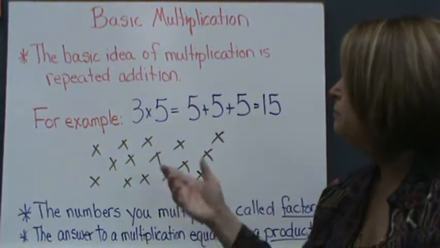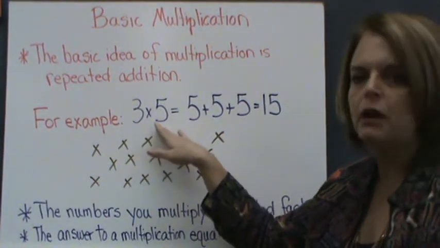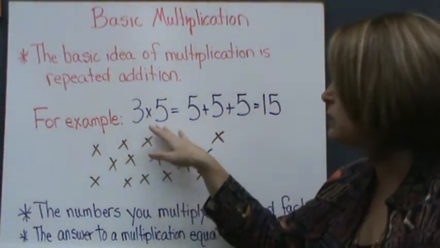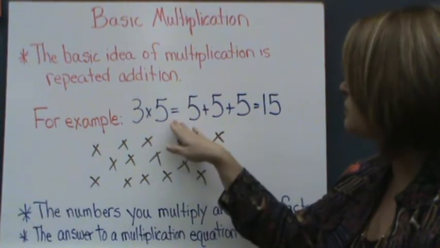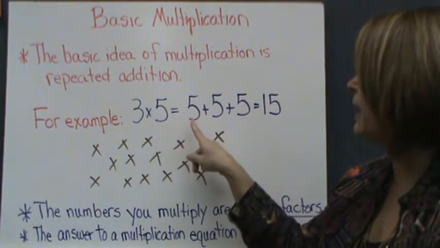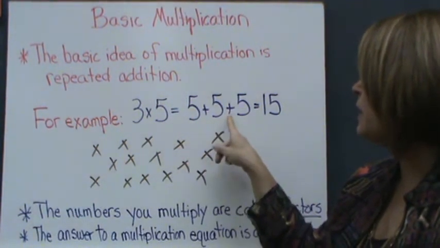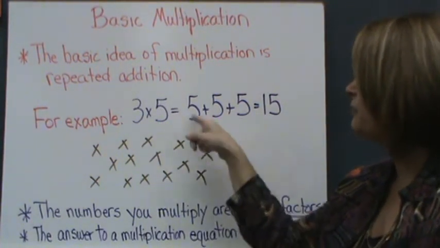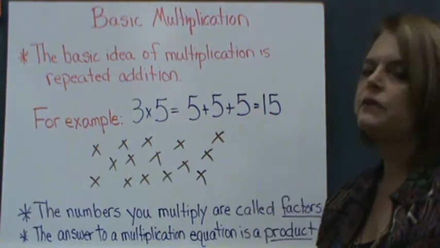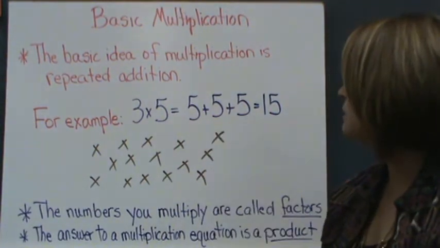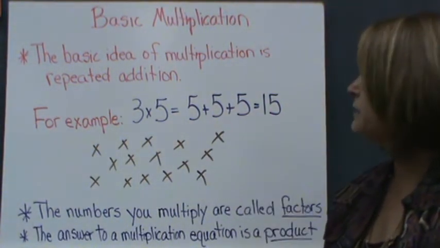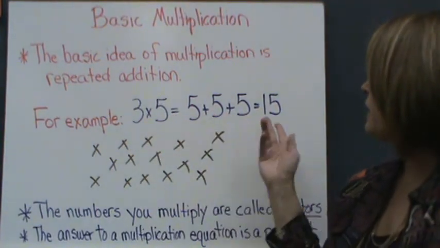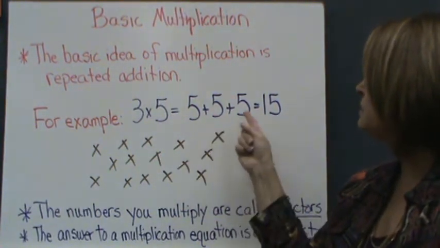What does that mean? If you're given the equation 3 times 5, that's a multiplication equation looking for a product, all it's asking you to do really is to add 5 plus 5 plus 5, because I have 3 times 5. I've got 5 3 times, and that's 15. 5 plus 5 is 10, plus 5 more is 15. So 3 times 5 is 15, 5 plus 5 plus 5 is 15.